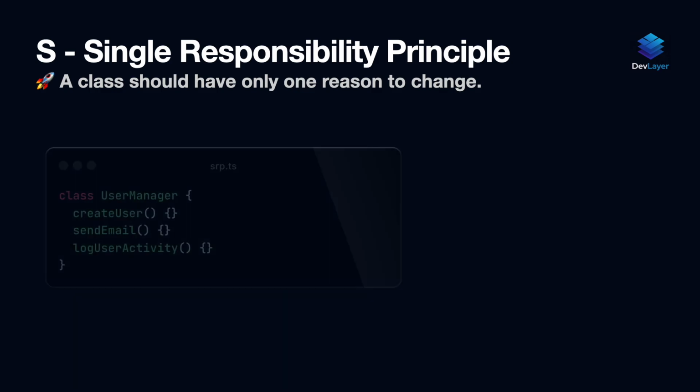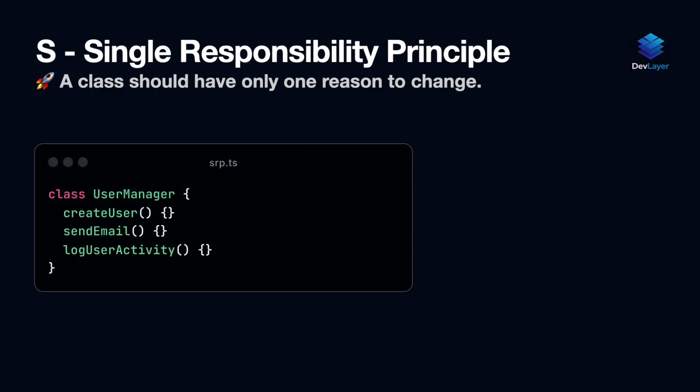For example, imagine you have a user manager class that is responsible for creating a user, sending an email, and also logging user activity. That's way too much. If any of these responsibilities changes, the whole class has to change. This is hard to test, hard to reuse, and even harder to maintain.